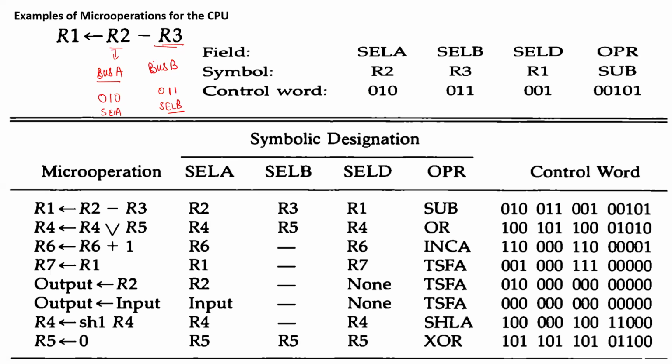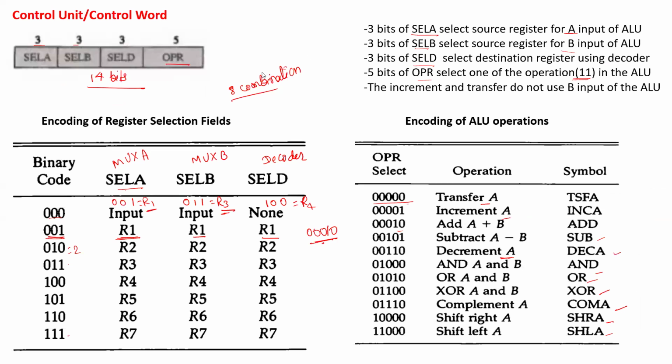Now which operation should these two perform? Subtraction. For the subtraction operation, here we'll have 00101. And where should it be stored? In R1. So R1 is what here? Destination, cell D. The combination should be 001. That's why you are seeing that this is cell A, this is cell B, this is cell D, and this is the operation. First we need to write cell A on the basis of this. So starting from here: cell A, cell B, cell D, and operation.